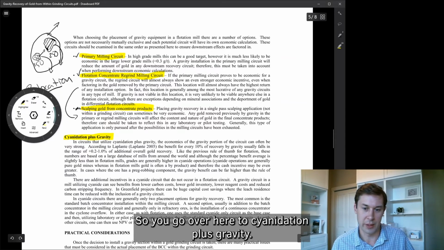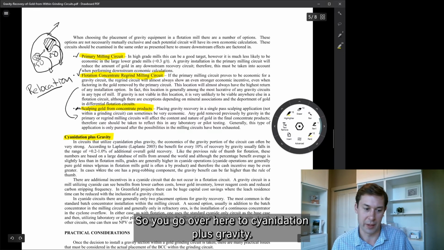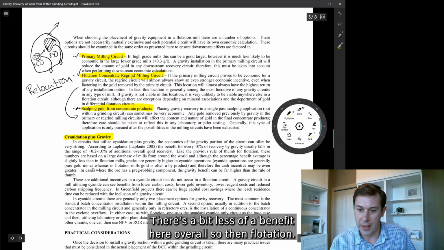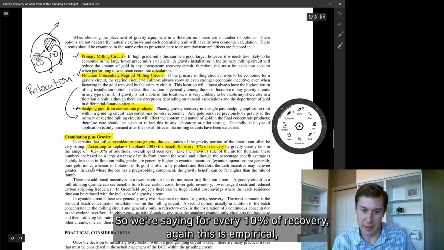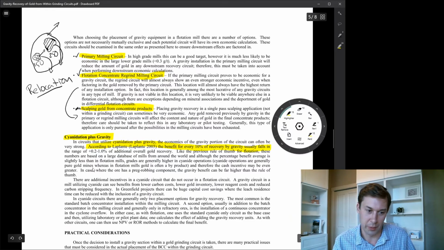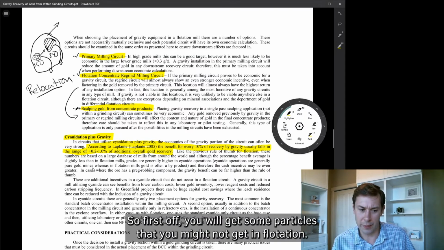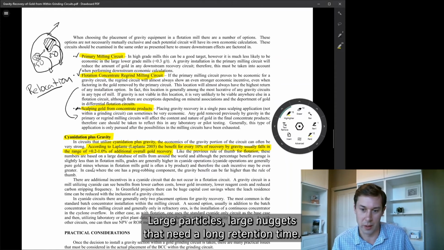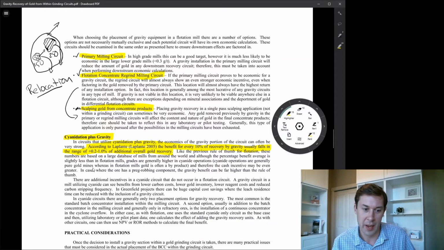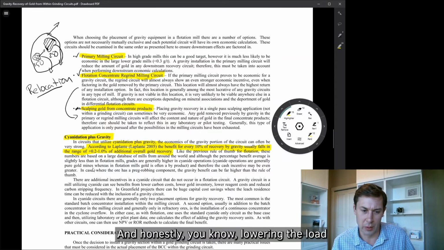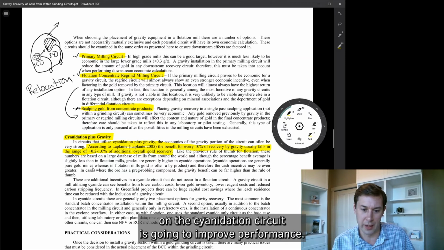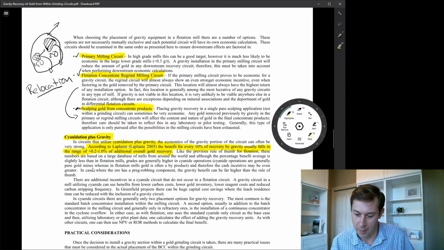So you go over here to cyanidation plus gravity. There's a bit less of a benefit here overall than flotation. We're saying for every 10% of recovery, again, this is empirical, just from plant surveys, 0.2 to 1% overall gold recovery. First off, you will get some particles that you might not get in flotation: large particles, large nuggets that need a long retention time. And honestly, lowering the load on the cyanidation circuit is going to improve performance.